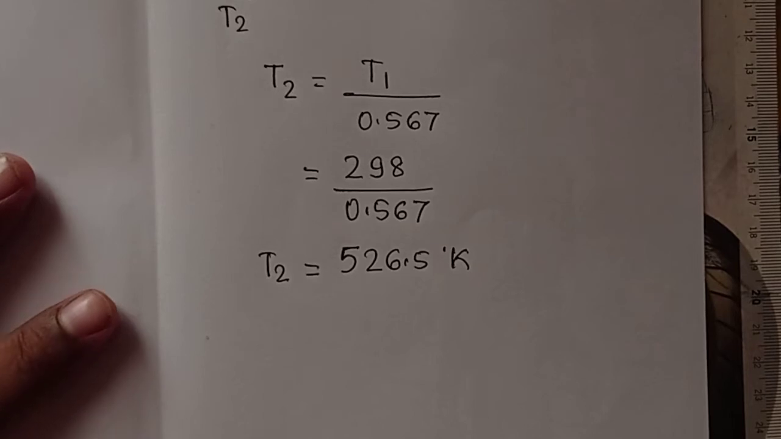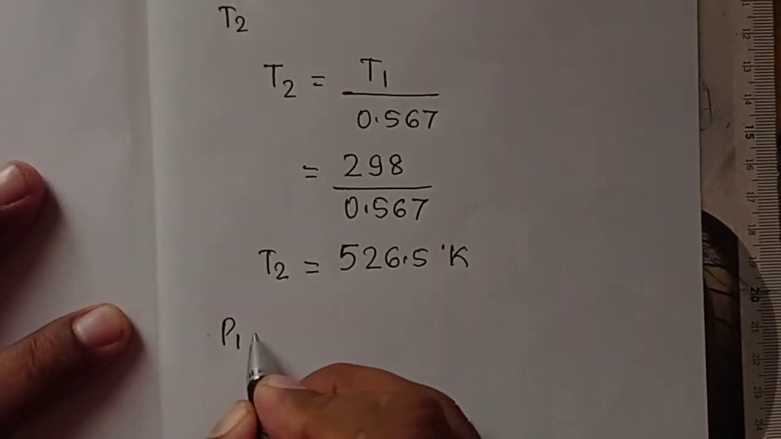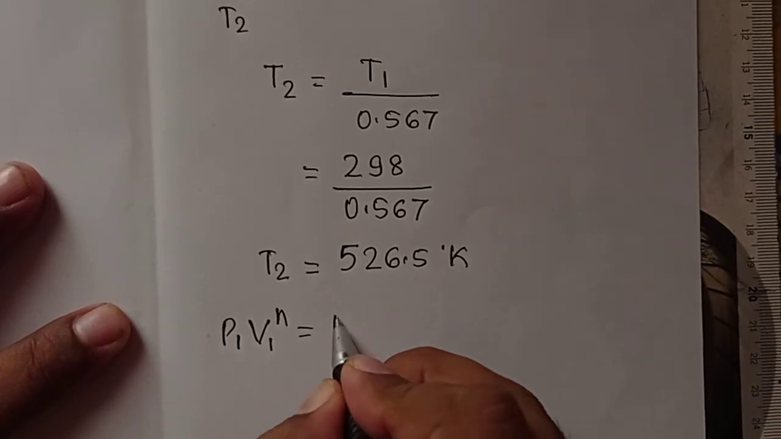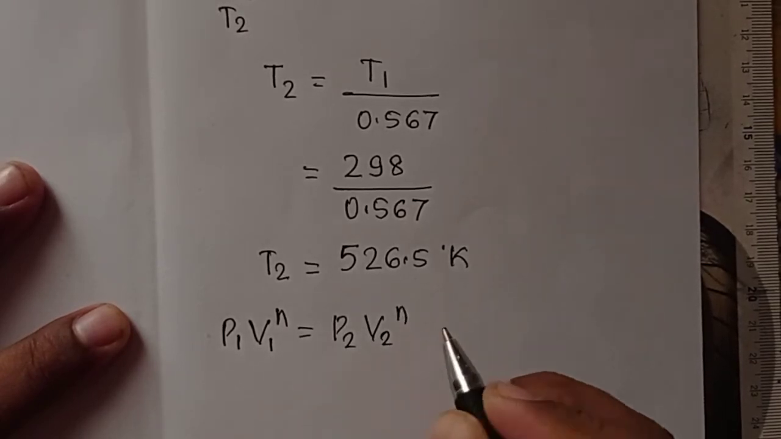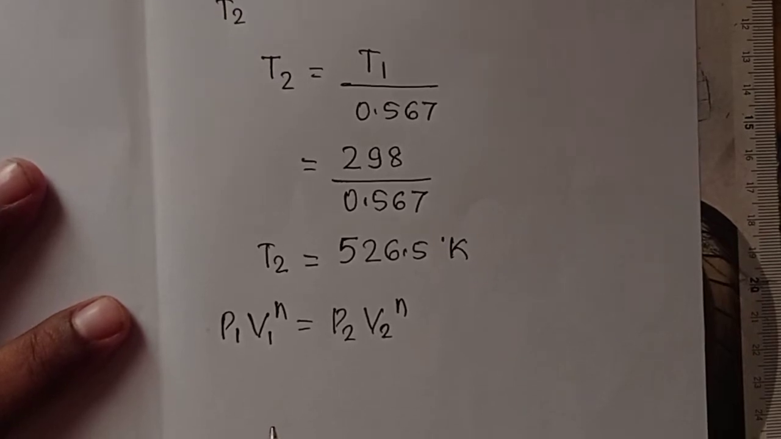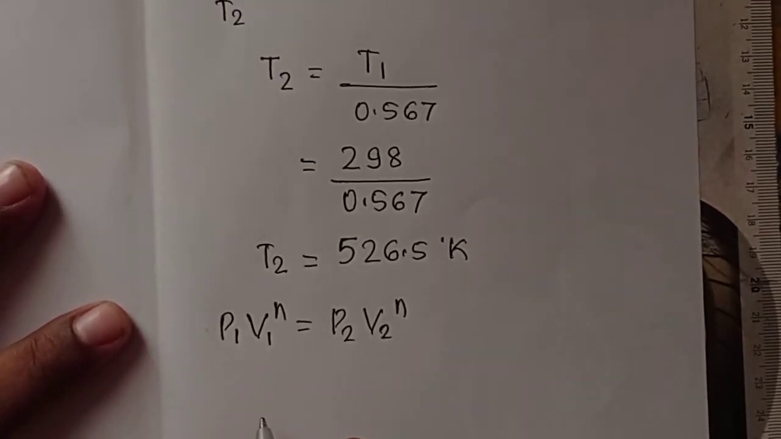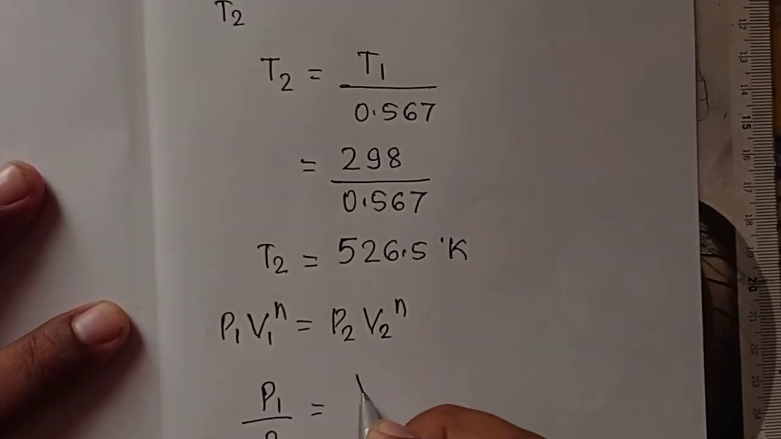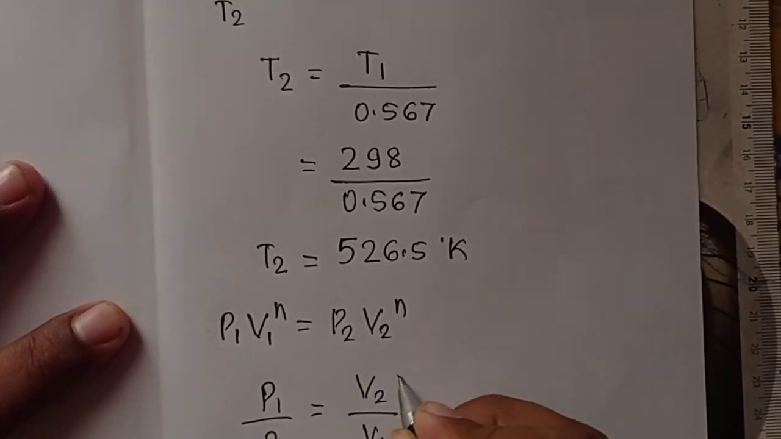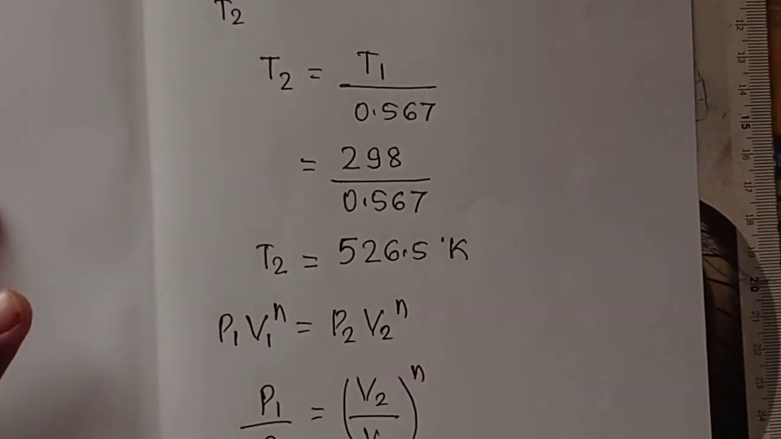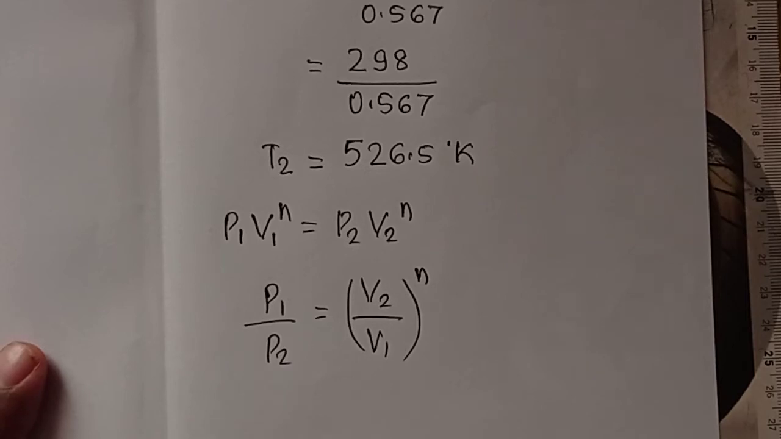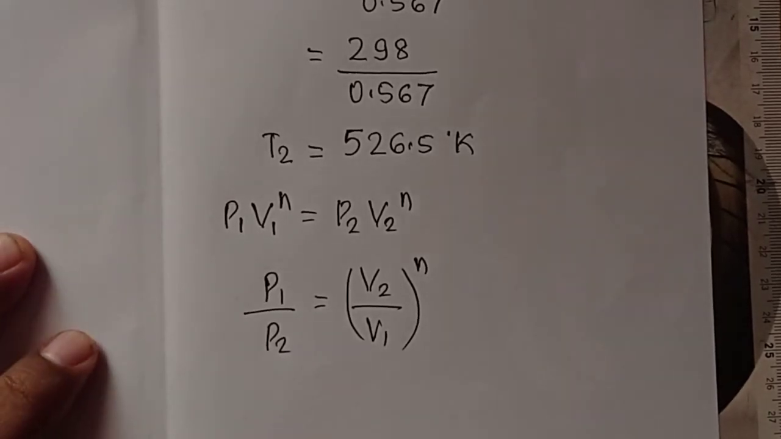Then take the PVT governing equation for polytropic process, that is P1 V1 to the power n is equal to P2 V2 to the power n, and find out P2, that is P1 by P2 will be equal to (V2 by V1) whole raised to n. So now I am taking the pressure and volume ratio. Previously I had taken temperature and volume ratio.